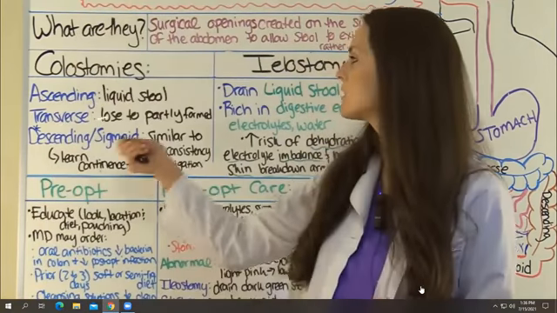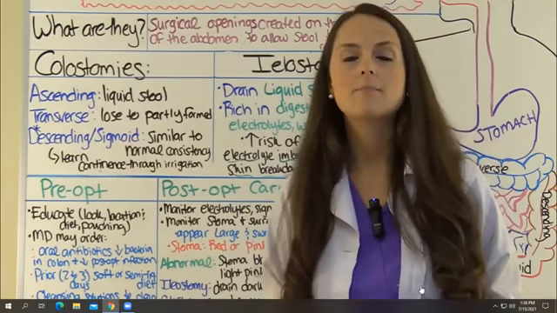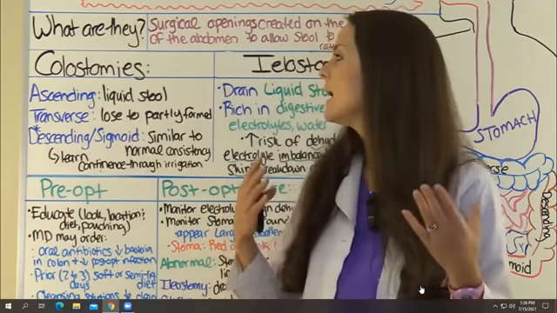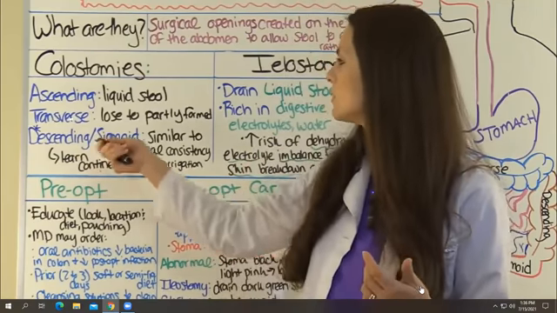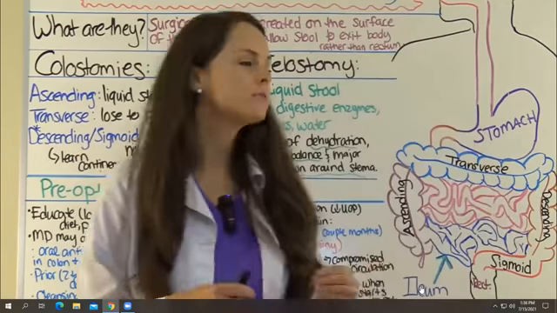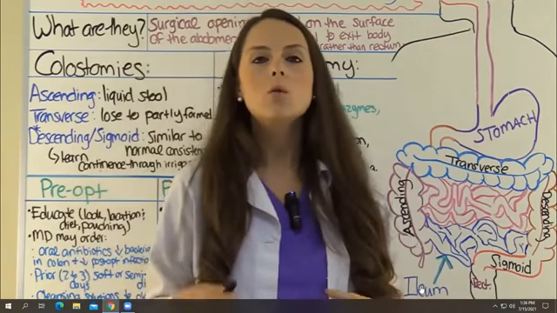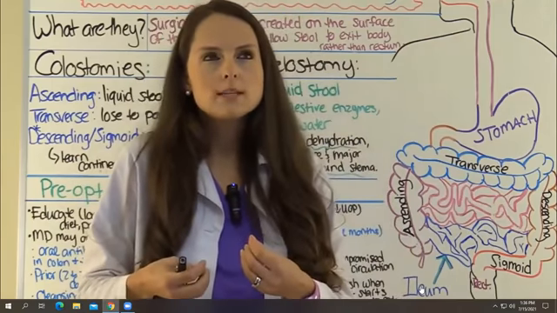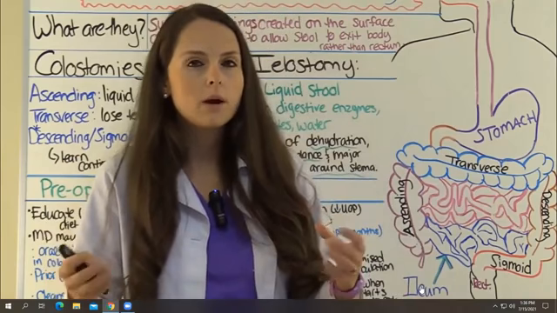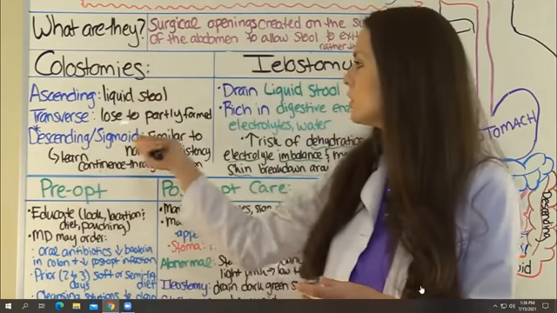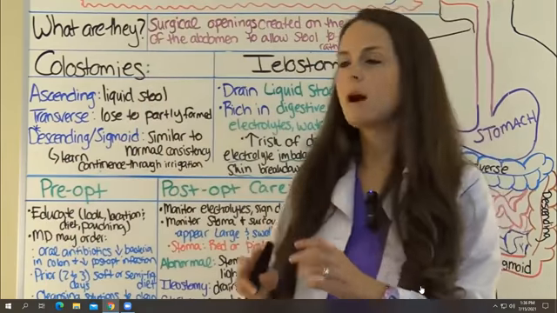So that's how you can expect the stool to be when it comes out of the ascending colon as the ascending colostomy. Now transverse. As it travels up through the transverse and you have a transverse colostomy, more water is going to be absorbed. So it's not going to be totally formed. It's going to be loose to partly formed, semi.